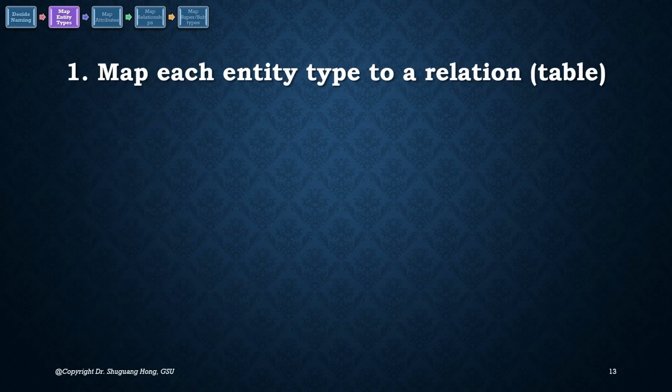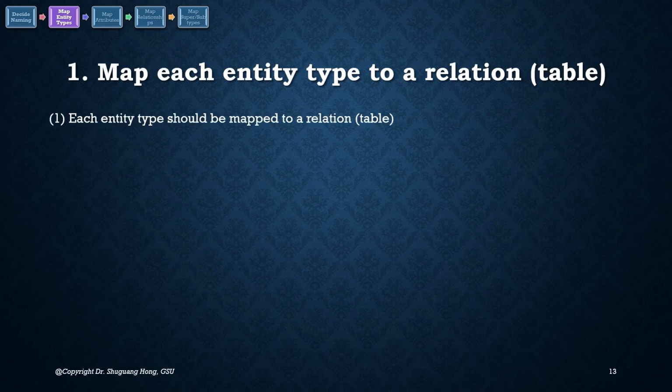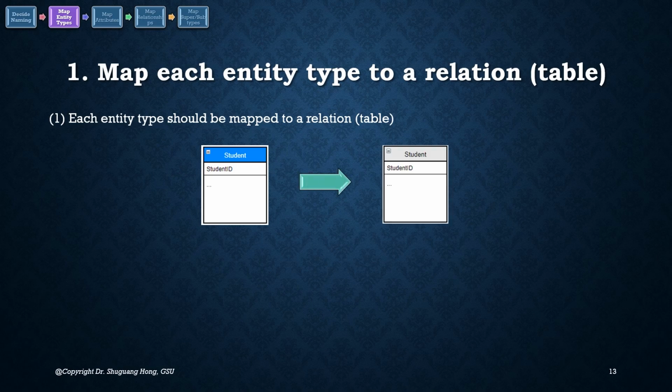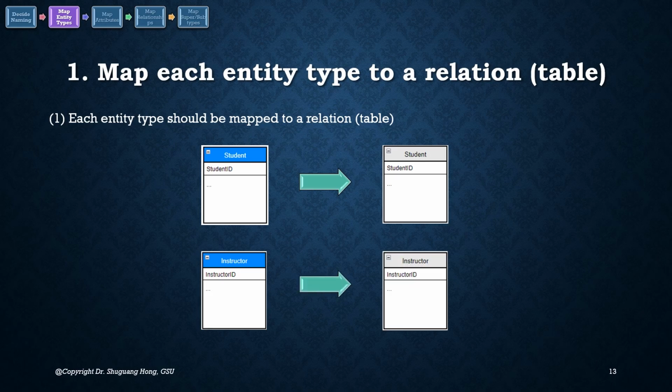1. Map each entity type to a relation table. This mapping step is straightforward. For each entity type, we create a corresponding table for it. The primary key of each entity type should also be carried over to the mapped table.